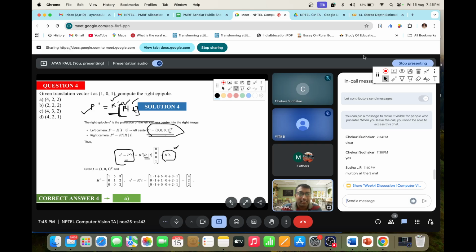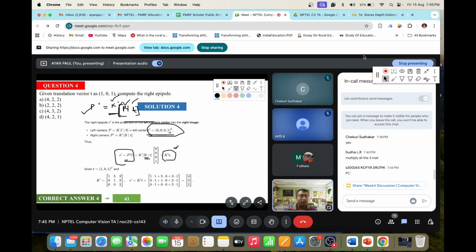So what is E? How can you find E? Can anyone tell how we can find E? If E dash is P dash C, how can we find E? That is the left epipole. This is the right epipole, right? E dash is P dash C. Now what is the formula of E? Yeah, E is P C dash. Yeah, exactly. E is P C dash.